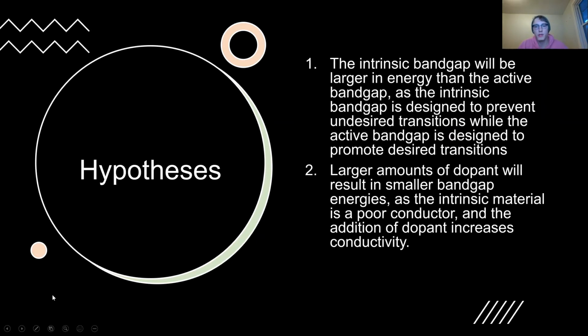So a couple of hypotheses for this experiment. The first one being that the intrinsic bandgap will be larger in energy than the active bandgap, as the intrinsic bandgap is designed to prevent undesired transitions, while the active bandgap is designed to promote desired transitions. The second hypothesis being larger amounts of dopant will result in smaller bandgap energies, as the intrinsic material is a poor conductor and the addition of dopant increases conductivity.